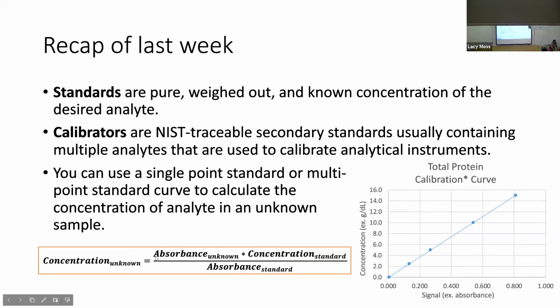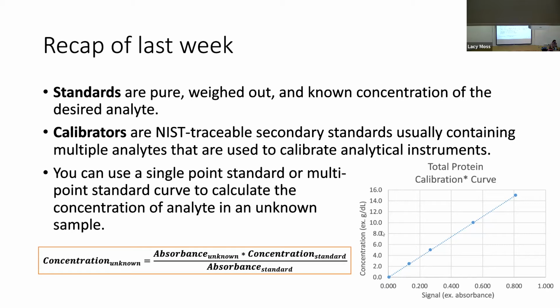So to do the single point, you take the absorbance of your unknown times the concentration of your standard over the absorbance of the standard. And if you have multiple standards, it's best to choose the standard that is closest in absorbance to your unknown, just so you know you're closest to where you are. And then you have your little standard curve here. This is a perfect one because this is fake data. So that's what it should look like.